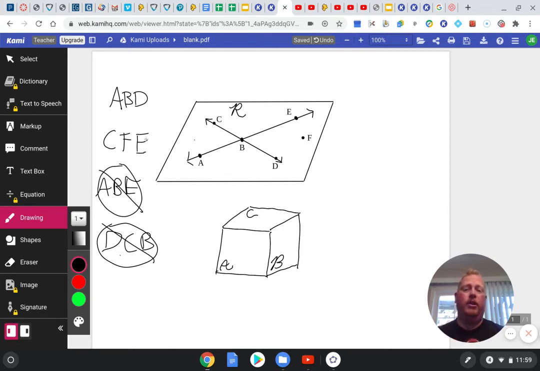You can either use 3 letters of the points that are on there, or you can use a capital cursive letter. However, something that you cannot do is you cannot mix this R in with any of the other letters. For instance, I cannot call it plane C-E-R. Okay? Can't do that because R is not a point.